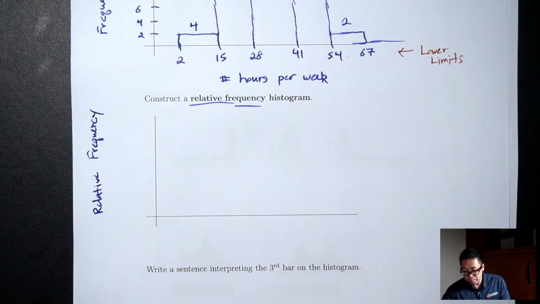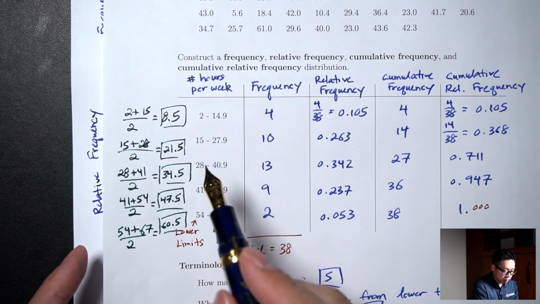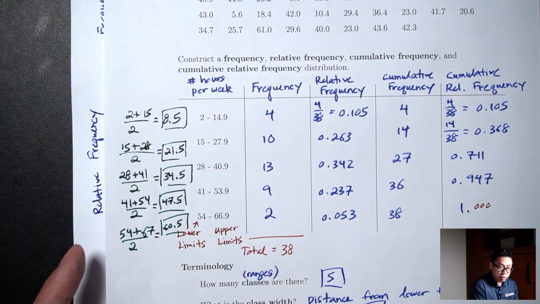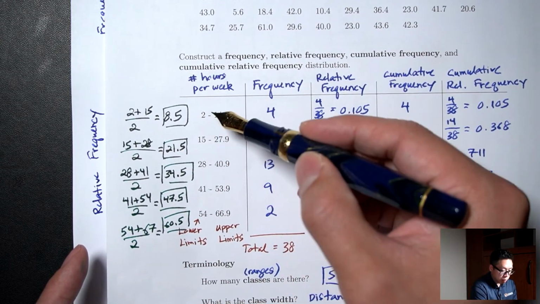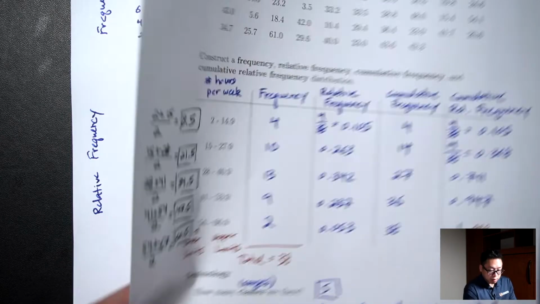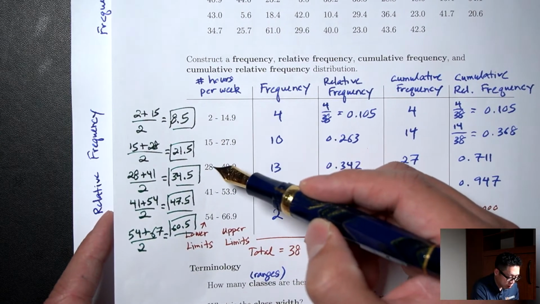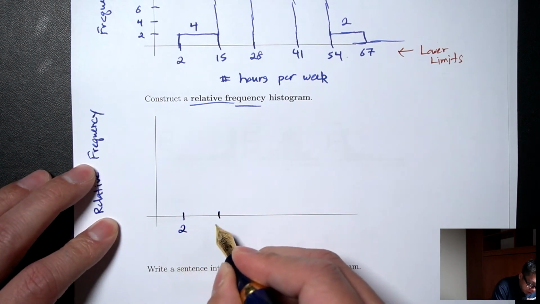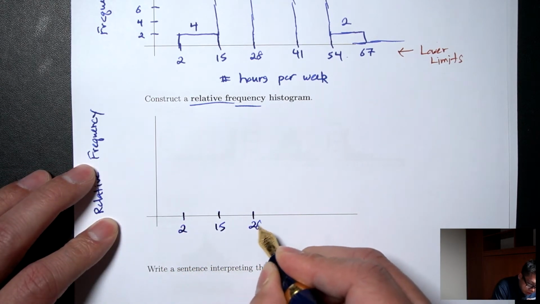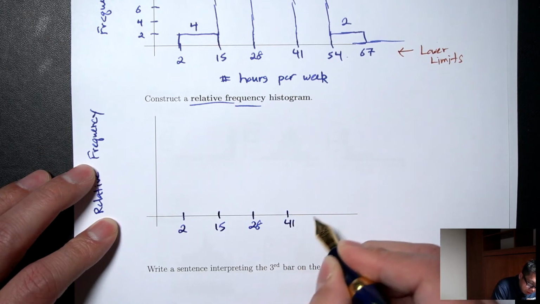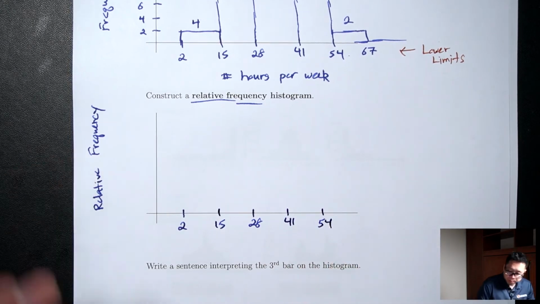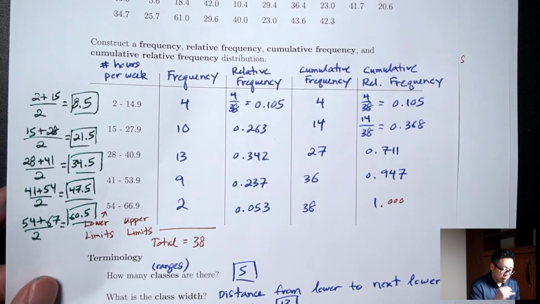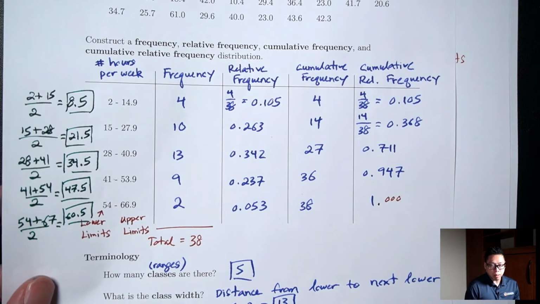This is situation 2, where I have grouped data, which just means that the data is broken up into ranges. In this situation, we're going to put just the lower limits on the x-axis. So these are 2, 15, 28, 41, 54. And then relative frequency, these are my decimals here, and I number them the same way at all times.